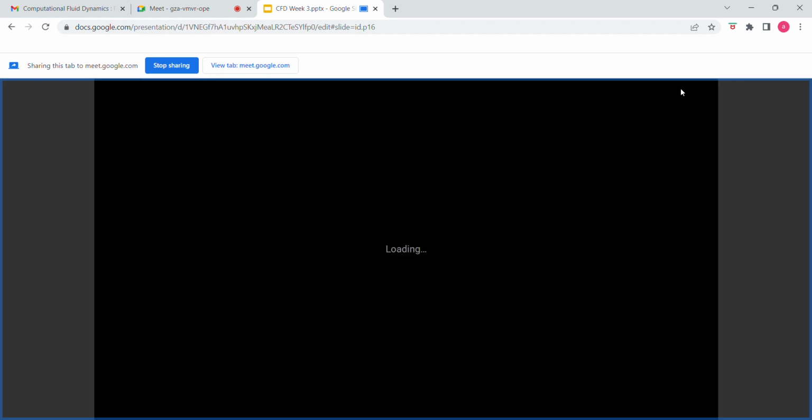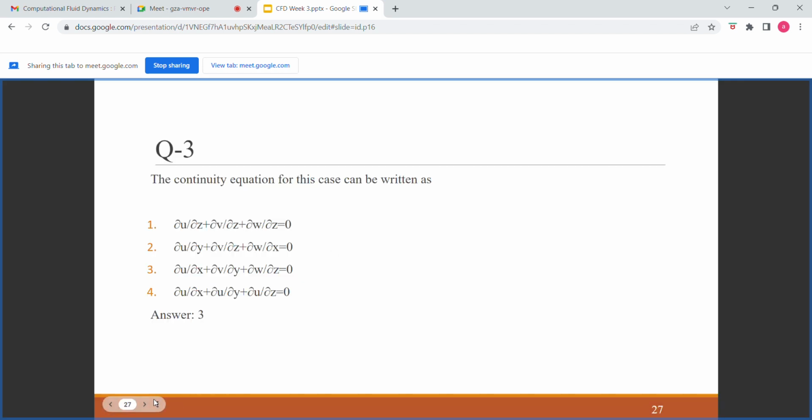Using the same concept in this problem, in the first equation it is given that dou u by dou z plus dou v by dou z plus dou w by dou z is equal to 0, which is false because it is not dou u by dou z or dou v by dou z. Only dou w by dou z is correct. In the second, it is given dou u by dou y plus dou v by dou z plus dou w by dou x. All things are interchanged, so this option is also false.